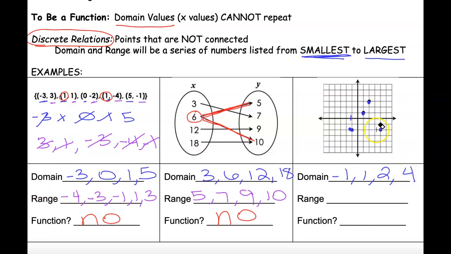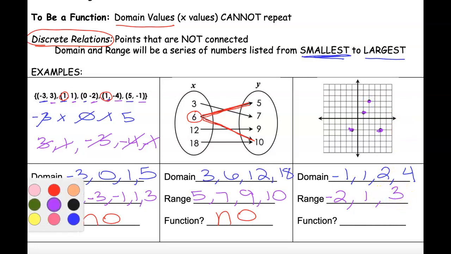For our range, we're going to start again with our smallest, which means the bottom. We go as far down as we can. So our smallest value in our range would be these 2 points at -2. And again, we just list it once. Then going up, our next number is at 1. And then the last one is here at 3.